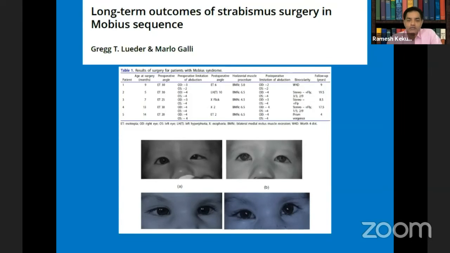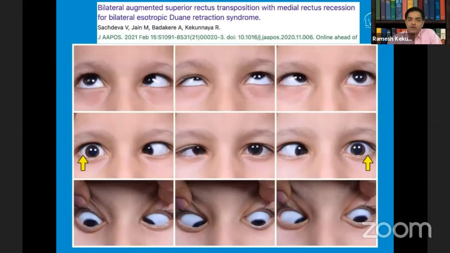And if you see Dr. Luder, he had one of the large series where he says a large MR recession is a good idea in these patients. This is what he had, 5 patients with long-term outcome. They did well over a period of time. That's one of the approaches.